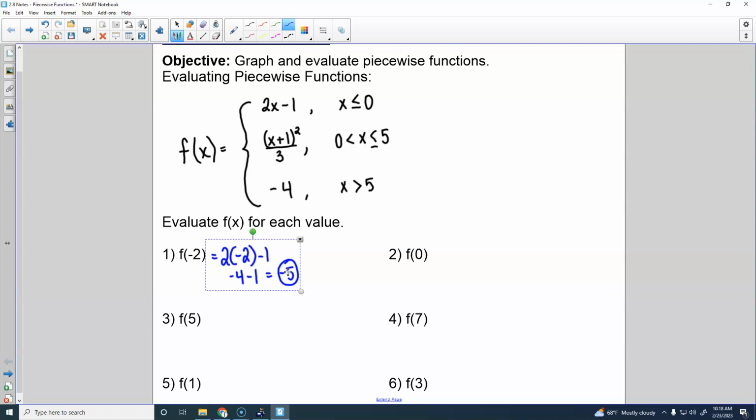Now the ones that we really like to ask you about are the ones where you got to think a little bit harder, like f of 0. Because 0 is the place where we cut off the first function and start the second function. So you've got to decide which one to use here. And this is for when x is less than or equal to 0. And this one has 0 less than x. So this does not include 0 right here. This one does. So because we have the or equal to sign with that top function, that's the one we're going to use. So we just plug in 2 times 0 minus 1, which is 0 minus 1, which gives us -1.